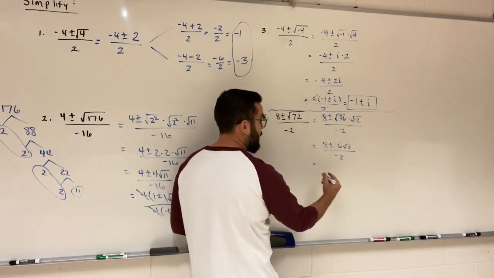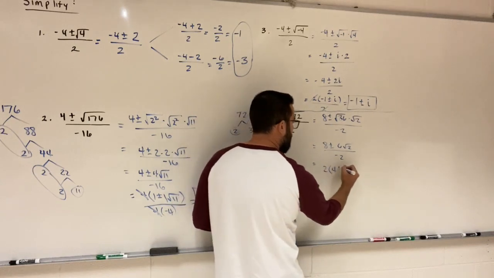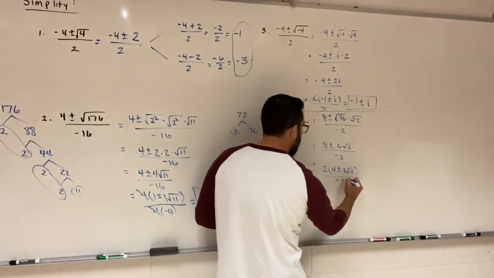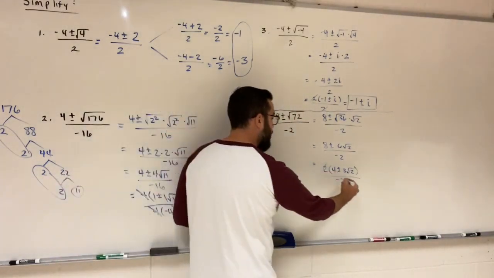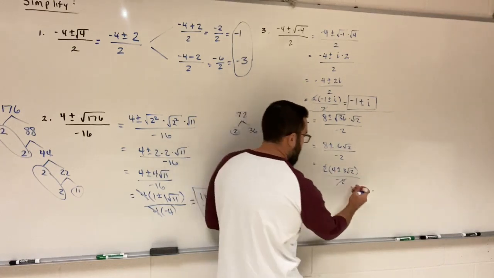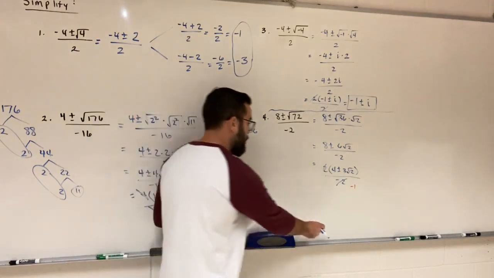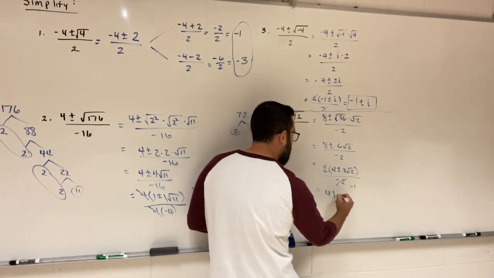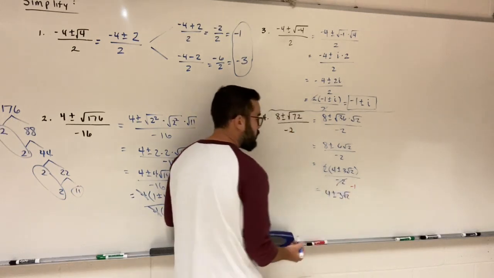So there's a common factor of 2. So the top becomes 2 times 4 plus or minus 3 square roots of 2 over negative 2. The 2's will cancel, but in the bottom, we're still going to have a negative 1. Okay, so the top will become 4 plus or minus 3 square root 2.